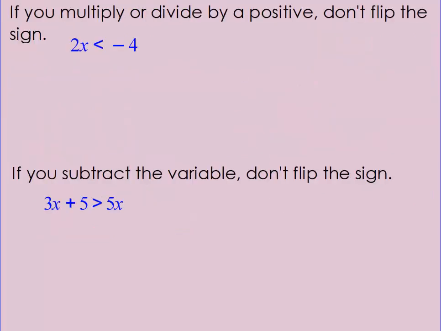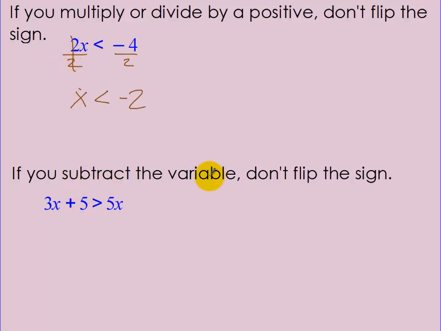Just a little note about that. Just because there's a negative in the inequality doesn't mean you always flip it. If you multiply or divide by a positive, don't flip the sign. I know this says 2x is less than negative 4, but just because that's negative doesn't mean we flip, because all I do is divide by 2 on both sides. And so I'm going to get x is less than negative 2. I don't flip the sign just because the right is negative. It's only if I divide or multiply by a negative.